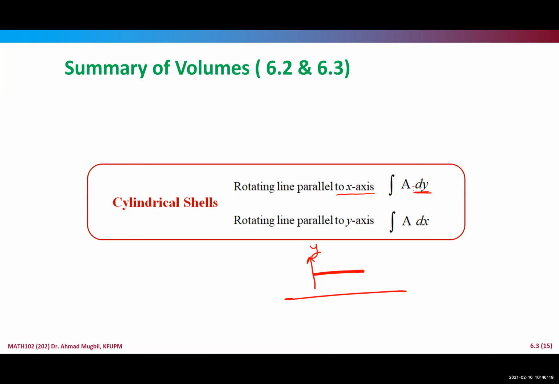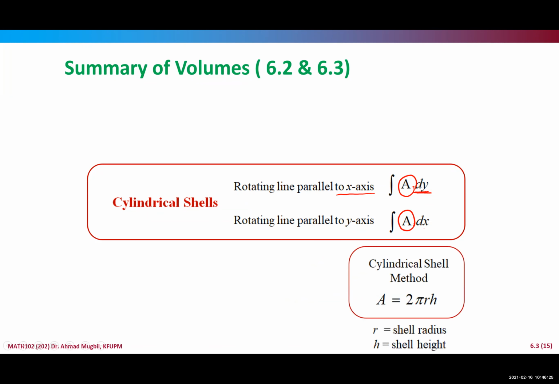The question is, what is this A? We will integrate what? This A is just 2π r h. What is r? r is the shell's radius and h is the shell's height. This is the cylindrical shells method.